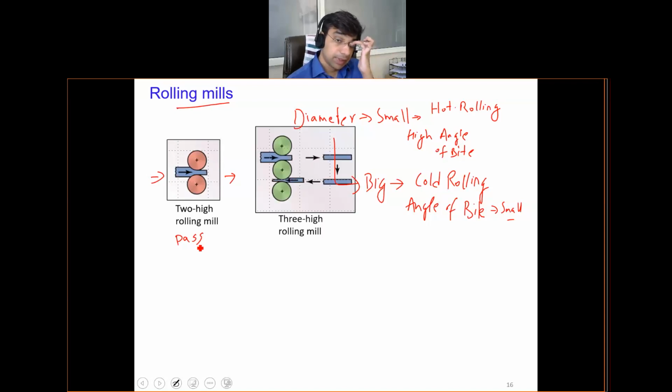Now next is the three high rolling mill. In a three high rolling mill, there are three sets of rolls: 1, 2, and 3. First you pass the workpiece through the gap between 1 and 2, so you reduce the thickness to a certain extent, and then you pass it through the gap between 2 and 3 to further reduce the thickness. The reductions from 1 and 2, and 2 and 3, are independent, although the final thickness is quite less than the initial thickness.